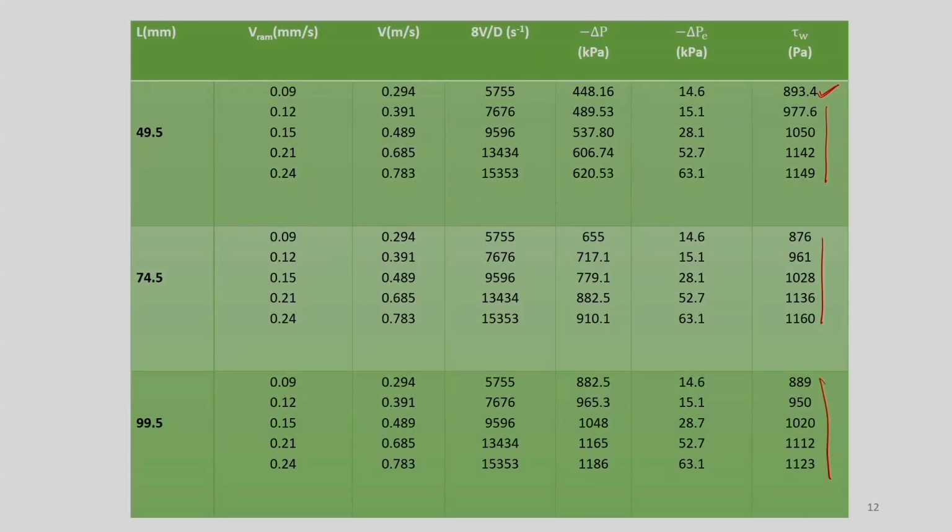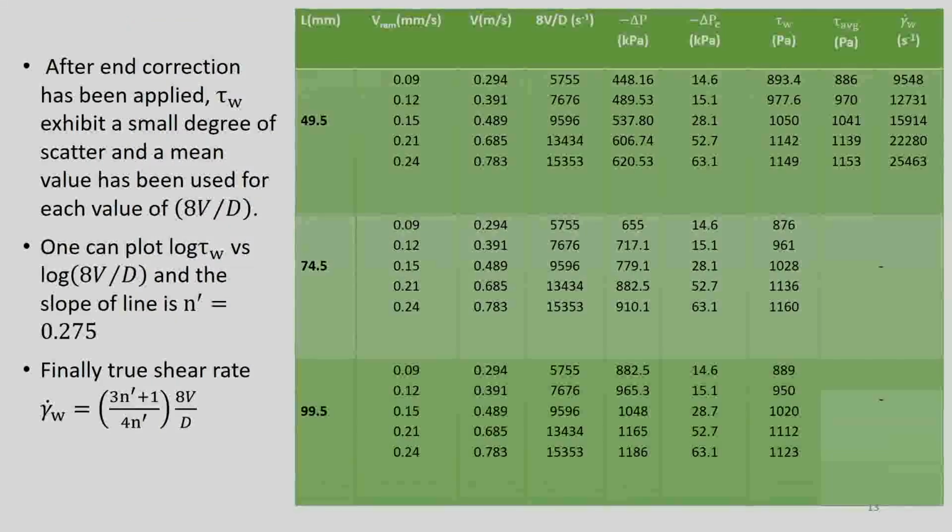What we can see here is 8V/D is the same, 5755, for these. Similarly for other values of 8V/D, but the corresponding tau W values are not exactly the same, though they are very close. The scattering is very small, like let us say here approximately 1150, here approximately 1160, and approximately 1120. So, what we can do is take the average of these three values.